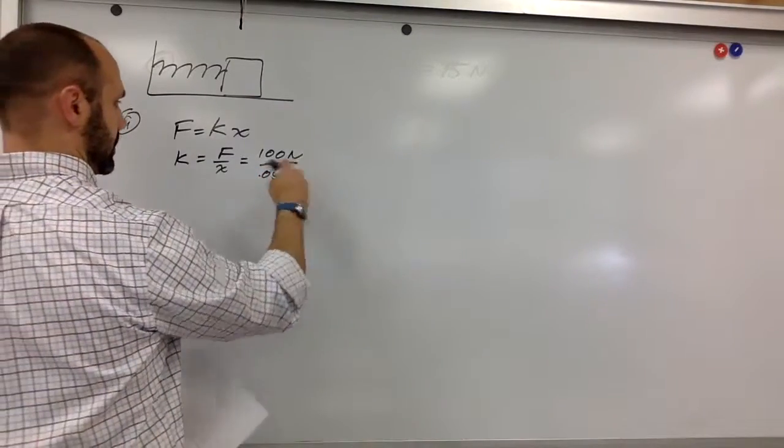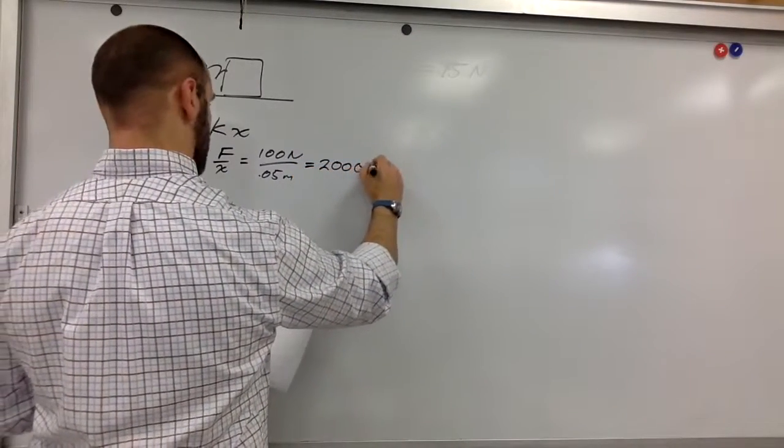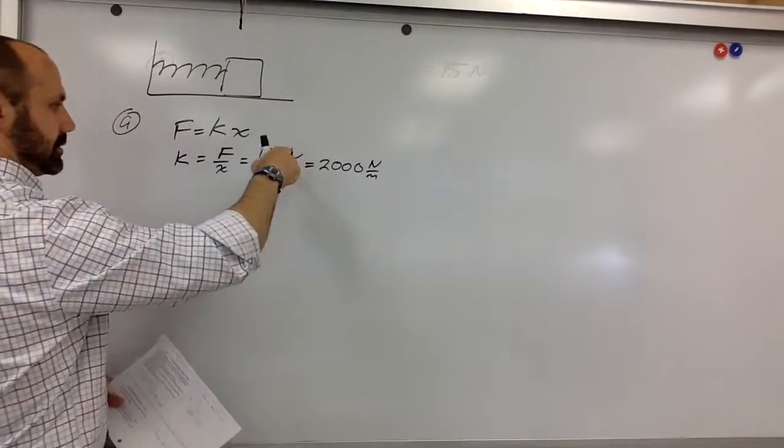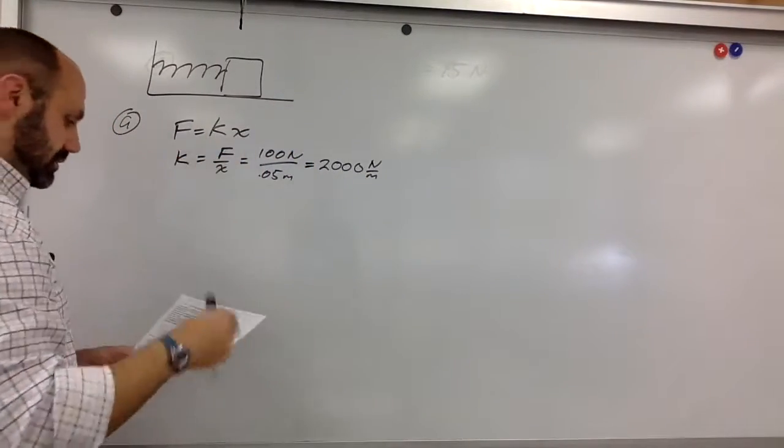This is the same as 1 over 20, so 20 times 100 is 2,000 newtons per meter, and you can see the units right there, newtons per meter. It's Hookean, so we know that it obeys this rule, and we can apply that.